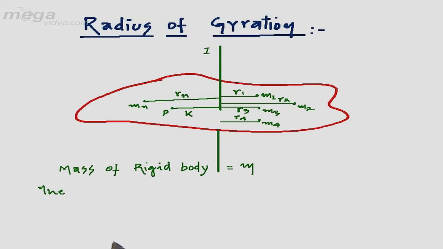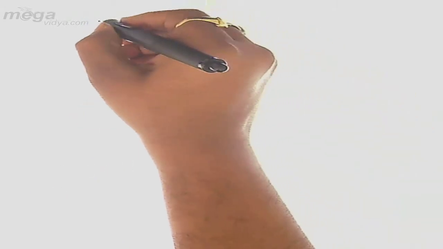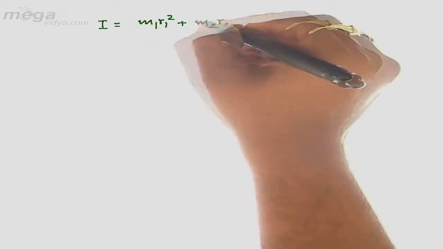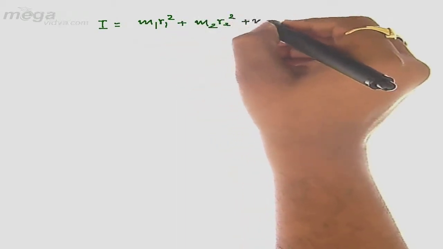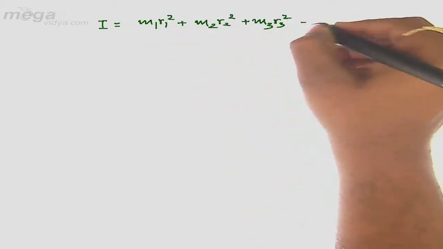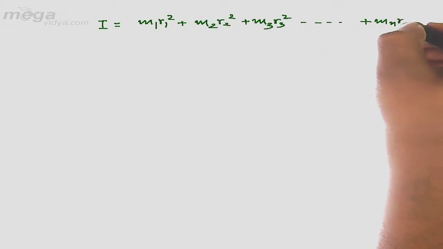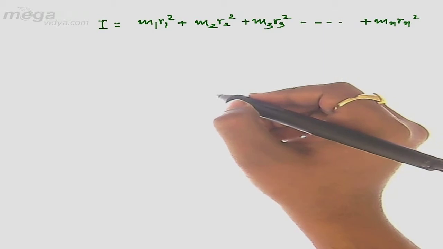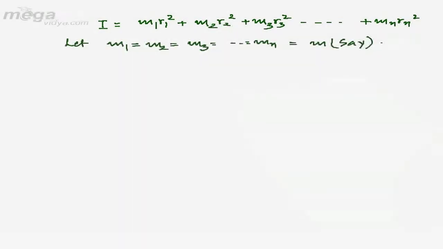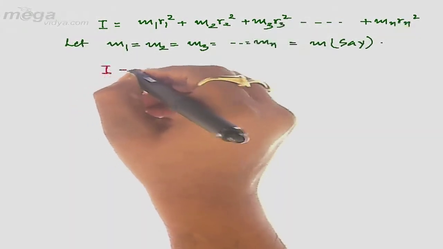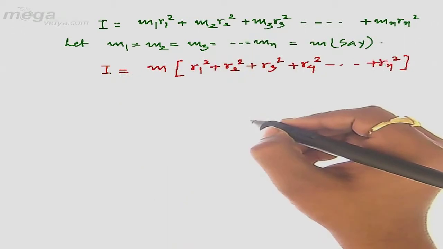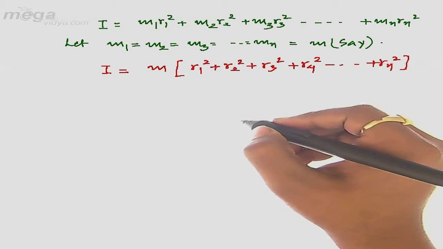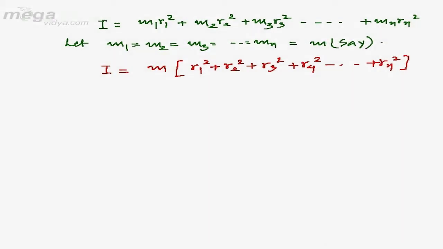the axis of rotation. The moment of inertia I can be written as m1 r1 square plus m2 r2 square plus m3 r3 square, going on to mn rn square. For the time being, if the masses of all the constituent particles are taken to be equal, the moment of inertia I can be written with m taken common, and it is the sum of the squares of the distances of the different masses from the axis of rotation.